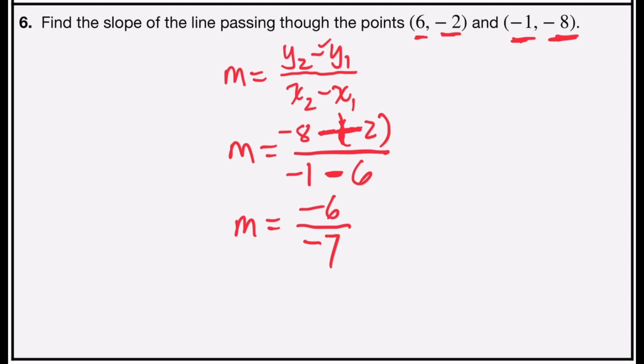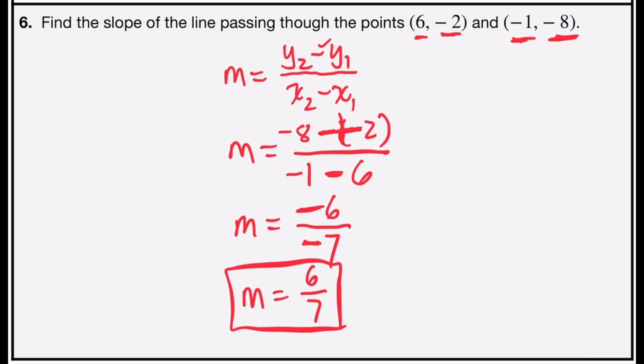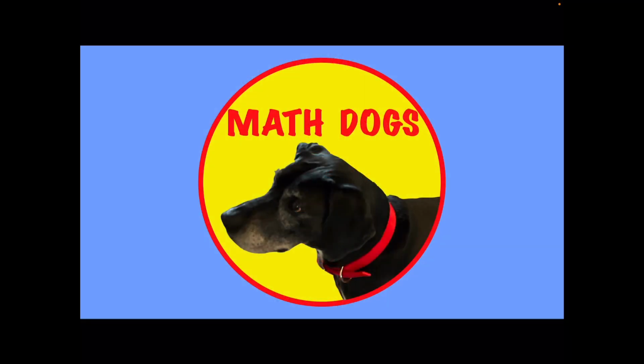6 cannot be divided by 7 cleanly, so all I can do is express this fraction since it can't be reduced. However, a negative divided by a negative is a positive, so that means the slope of this line would be 6/7. So that's it. 6 examples of the slope formula.